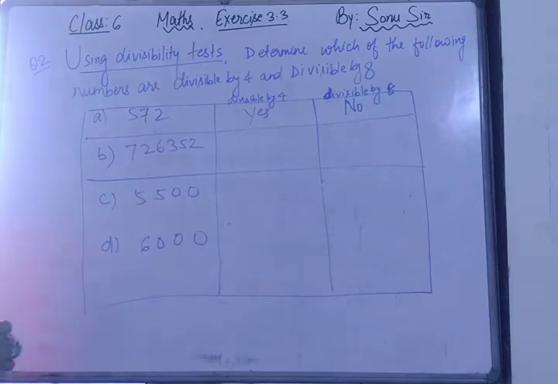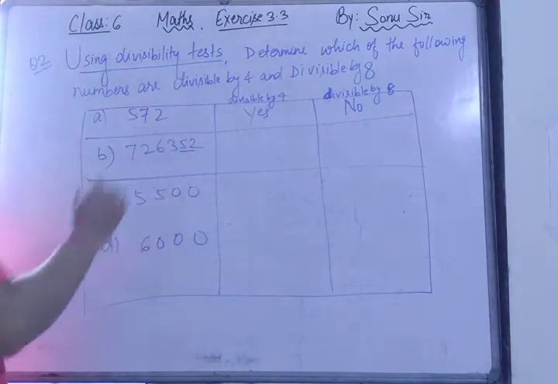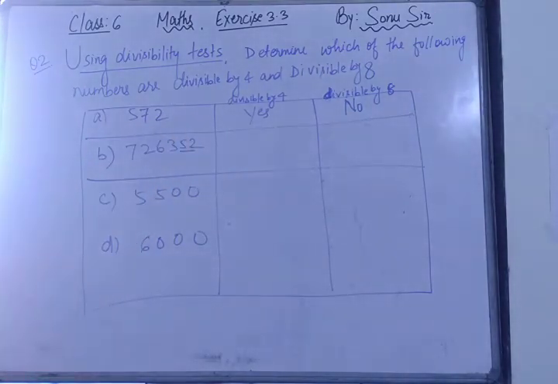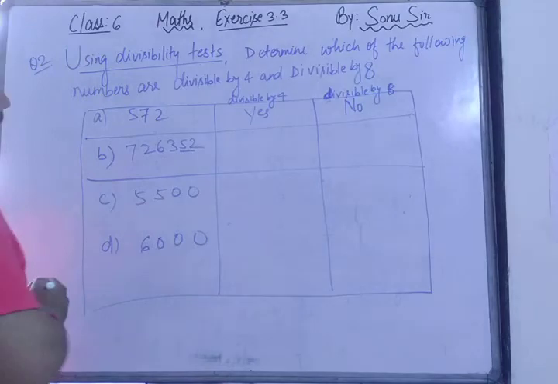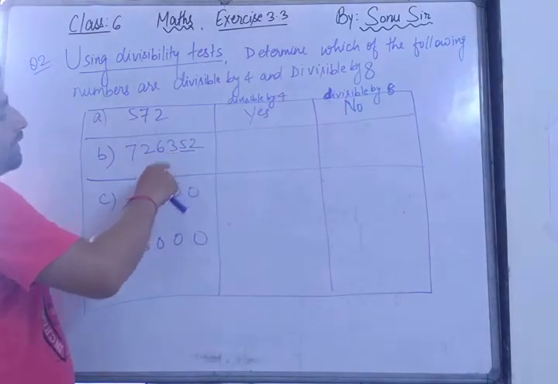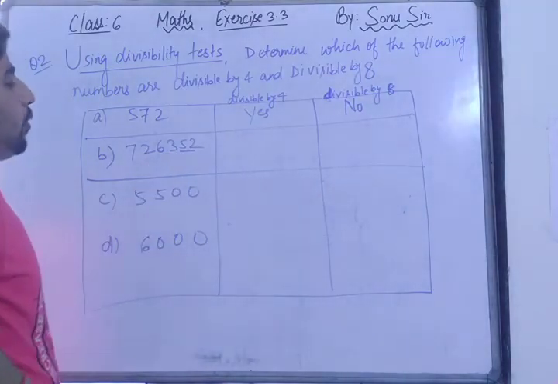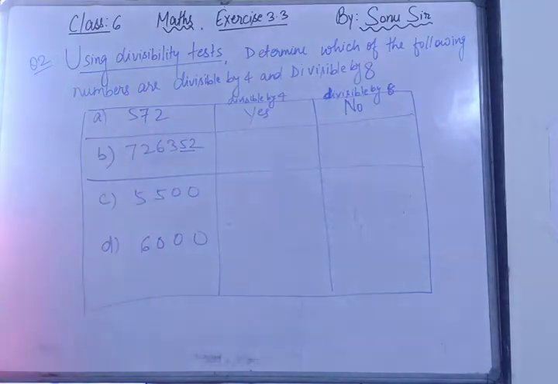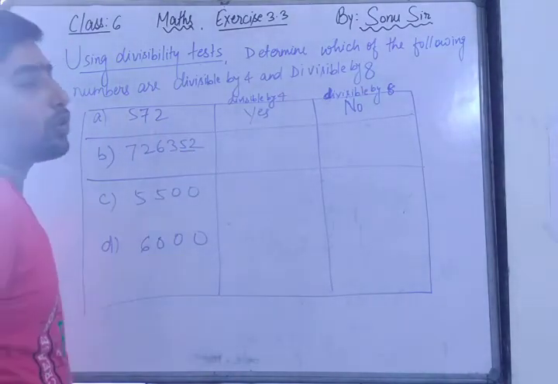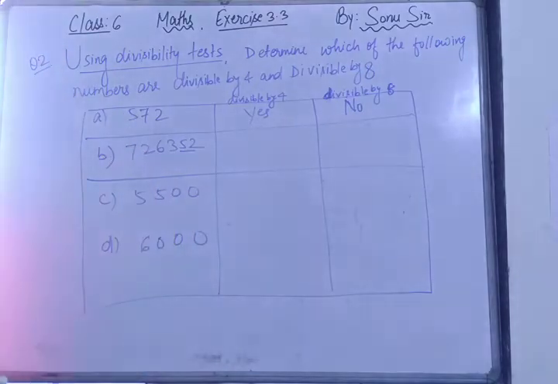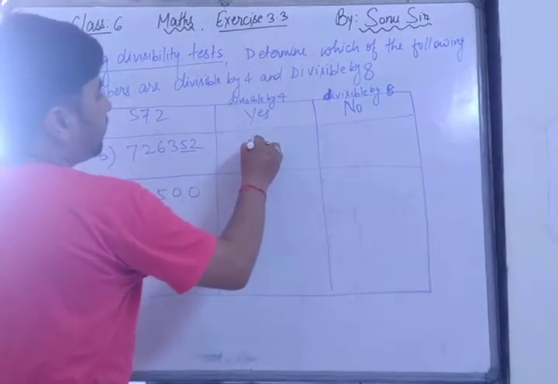Just see, is 52 divisible by 4? Yes. You can check the last 2 digits or the last 3 digits, both are divisible by 4. 4 8s are 32 and 4 8s are 32. So the last 3 digits are also divisible by 4, and for the last 2 digits, 4 1s are 4, 4 3s are 12, 4 13s are 52. So yes, this number is divisible by 4.